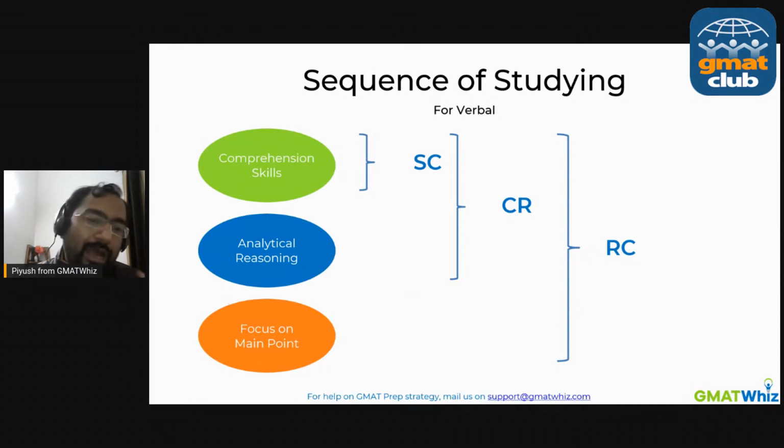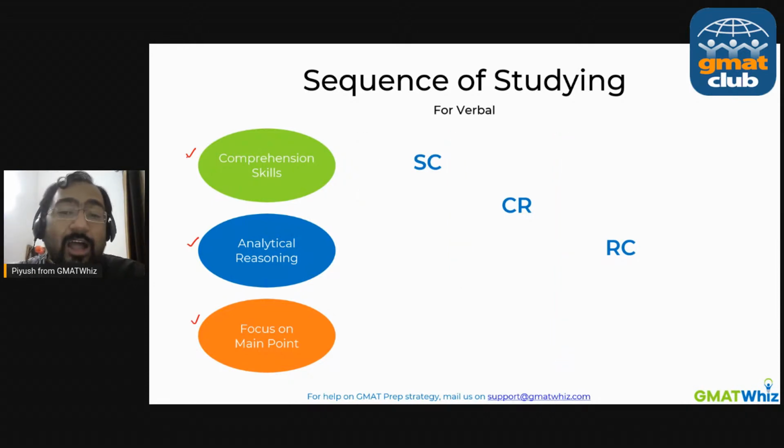Imagine that if you start working on RC, you have to work on all three skills at the same time. Now, God forbid you don't end up doing well. Then you're not really sure which skill you are lacking. And if you're not sure which skill you are lacking, you don't know where to focus. It will become very difficult for you. But if you start with sentence correction, you just have to focus on building one skill at a time, which is comprehension skills.